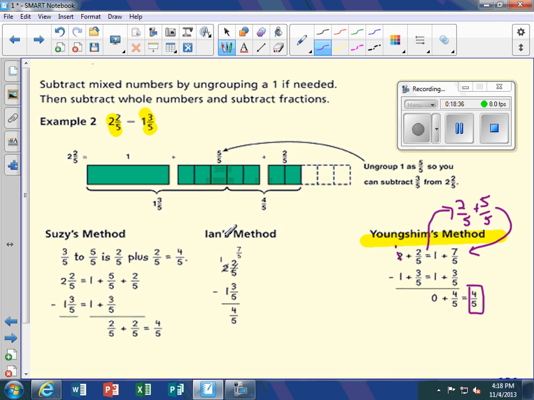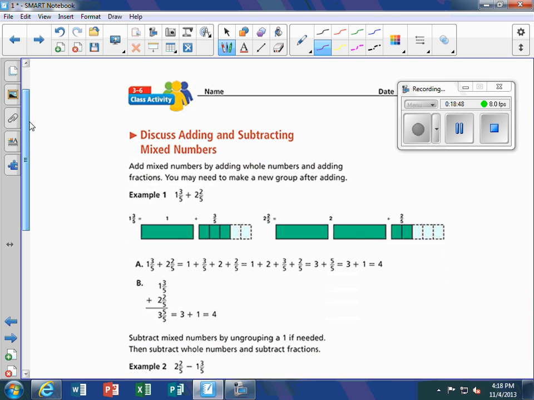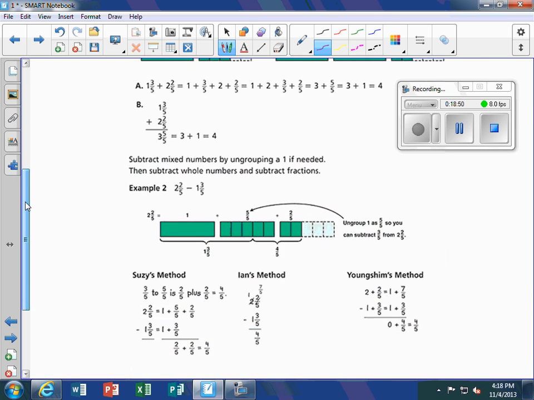Now this method over here and these methods work as well, and I would suggest you take a look at both of them also in your black notebook. You can copy the examples down if you want. Same steps here.